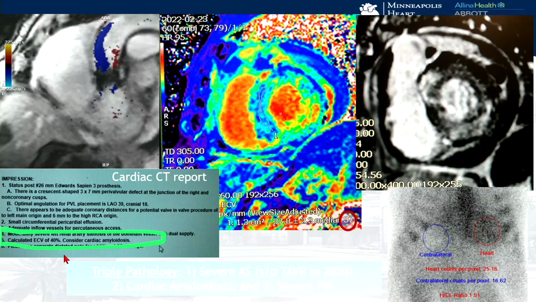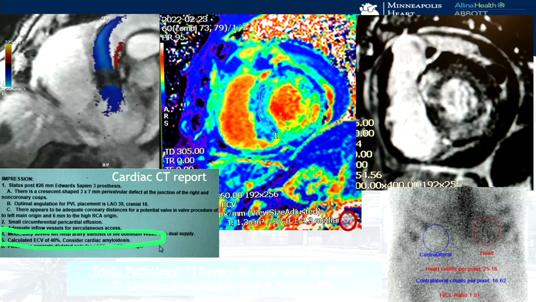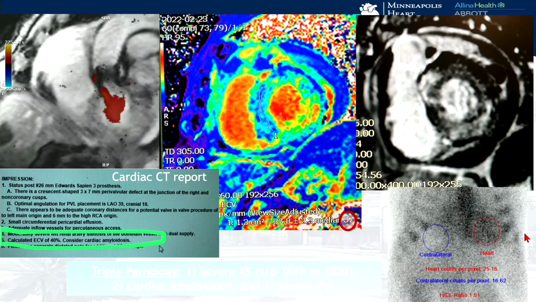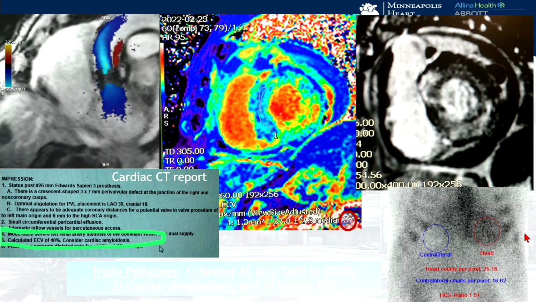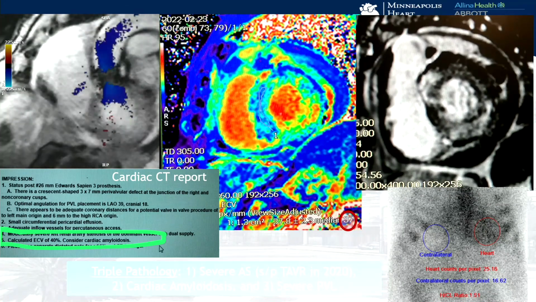And by CT, the ECV was high as well. So the correlation between the two modalities is quite important, and confirmed with technetium pyrophosphate. So triple pathology: severe AS, treated with TAVR, cardiac amyloidosis, and now severe paravalvular leak.